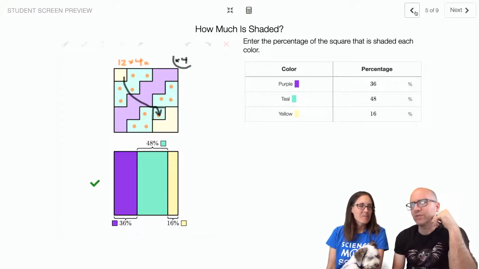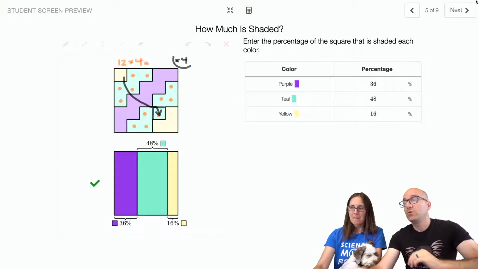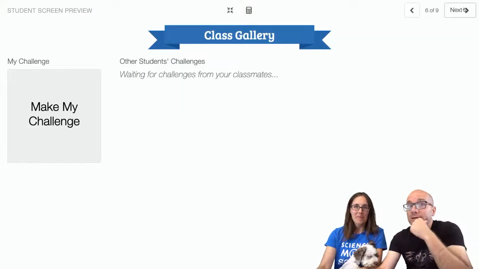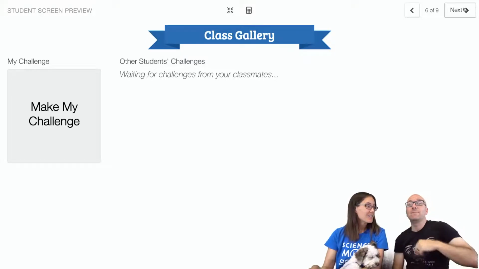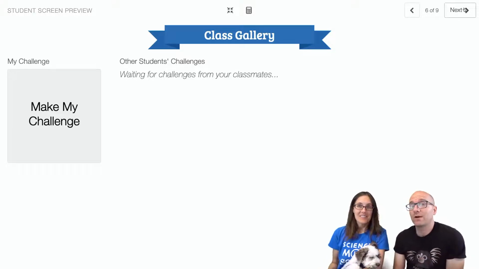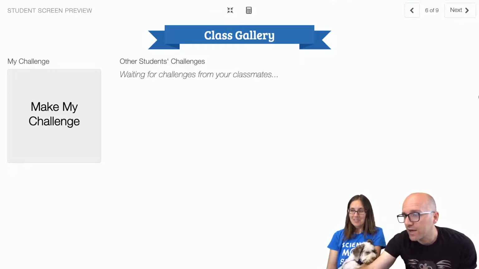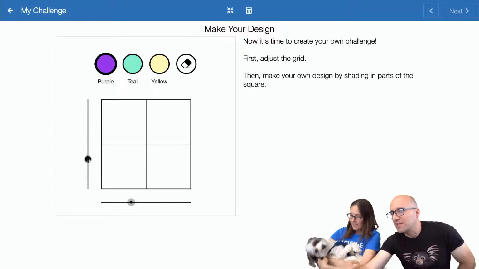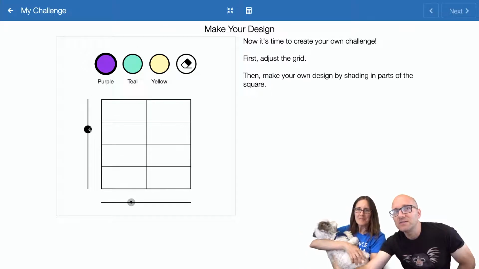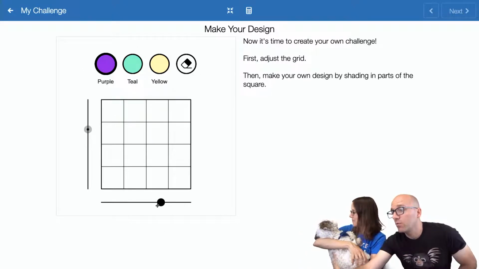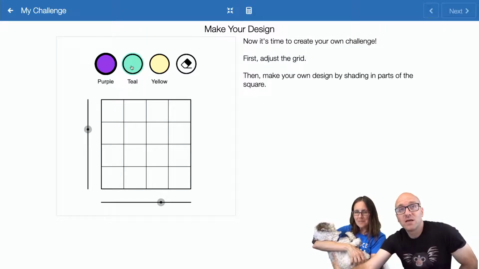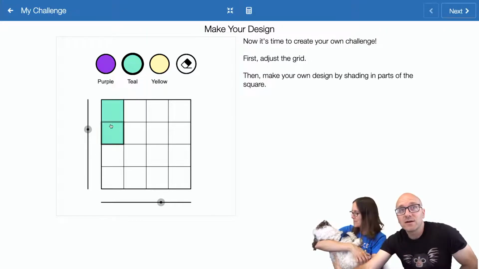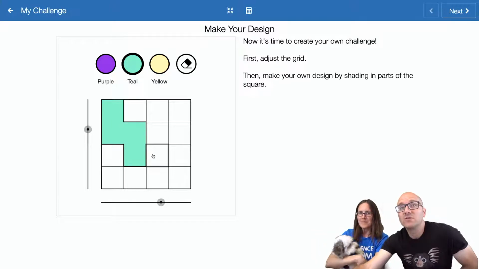I don't know how they came up with that pattern, but I know we do have some artistic students. So on the next screen, you'll see a button that says Make My Challenge. And this is your chance to make a challenge problem for the other students. And you can just dive right in, although I can also try here. You can decide how you want it divided up, how many pieces, vertically or horizontally. And then once you have that picked, you can pick a color and start painting by clicking on the individual squares.